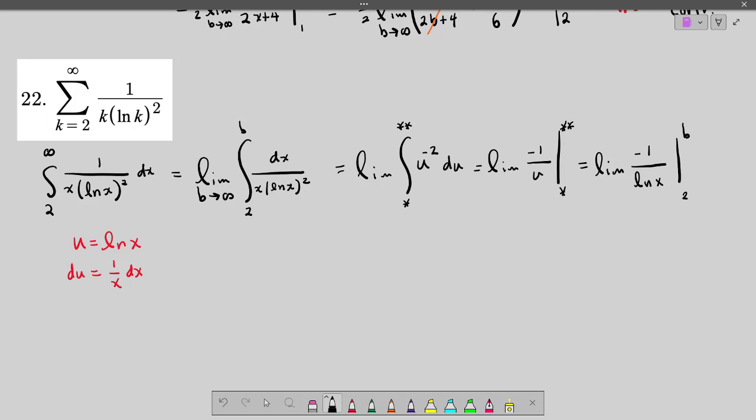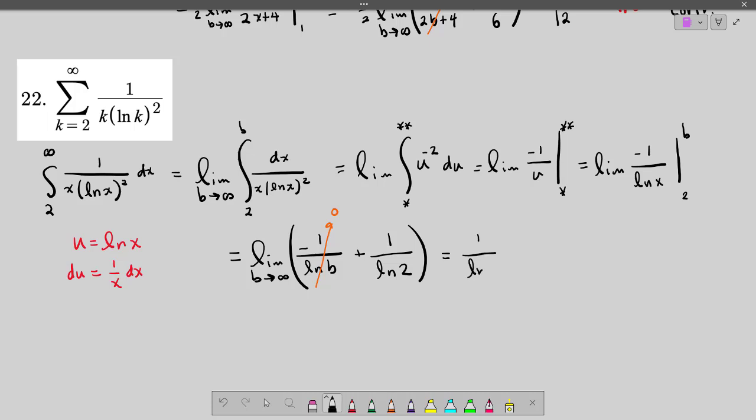Okay. So if we go back to the originals, we're now going to have limit as b goes to infinity of negative 1 over natural log of b minus, a minus is plus, 1 over natural log of 2. And this first fraction, where is it going? 0. Yeah, that's going to go to 0. Constant numerator, bottom's going to infinity, fractions go to 0. So our overall limit is 1 over natural log of 2.